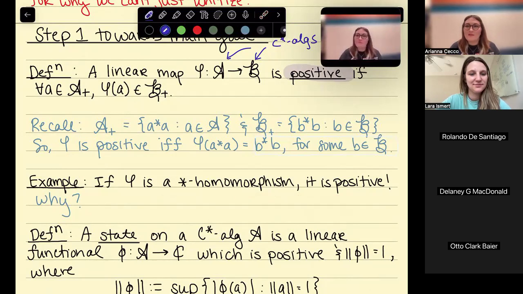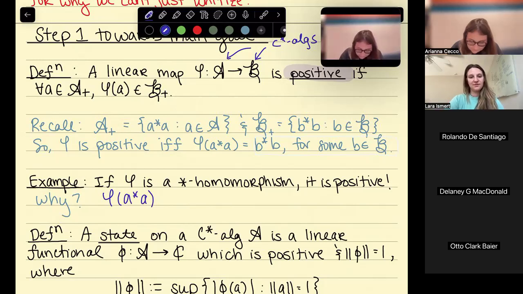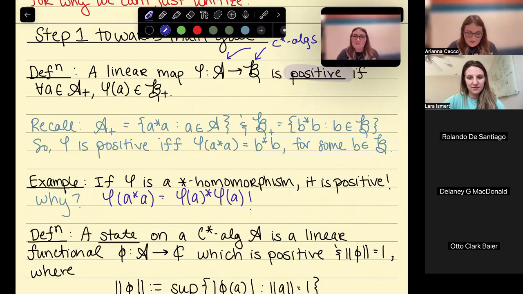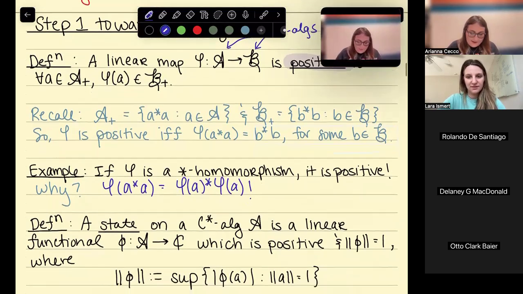So, okay. If we have phi of A star A, how can we write this? Yes, exactly. So we can write this as phi of A star times phi of A. Very good.